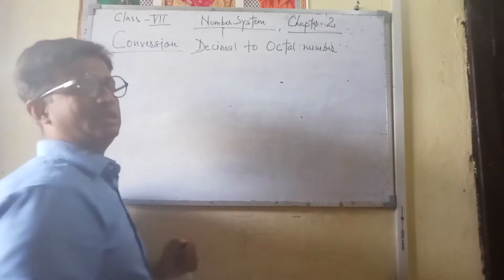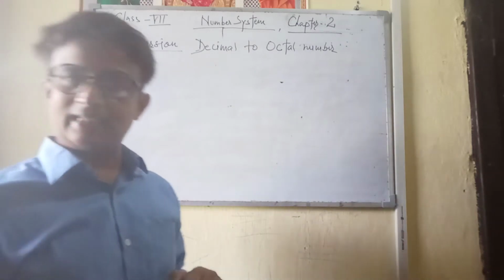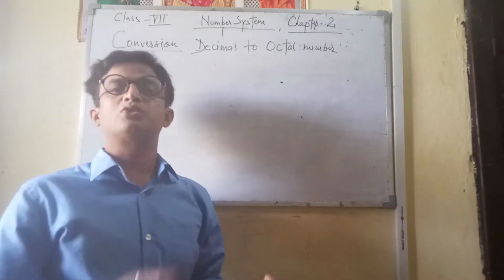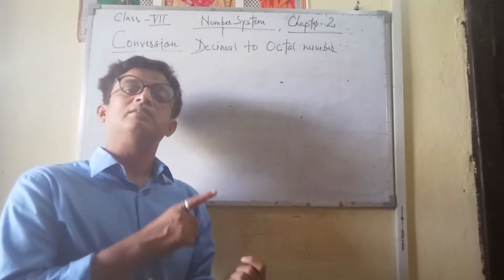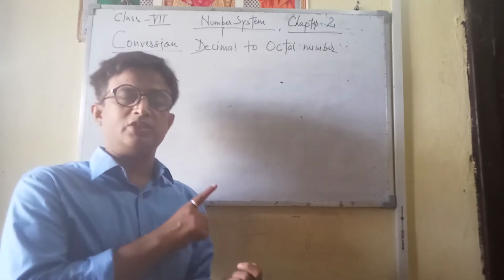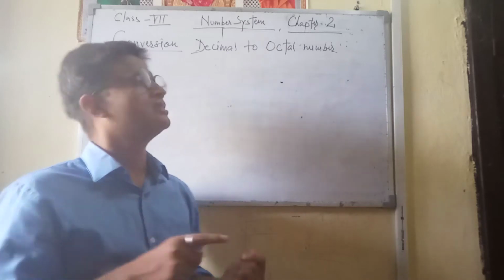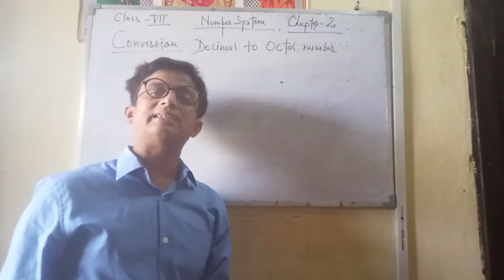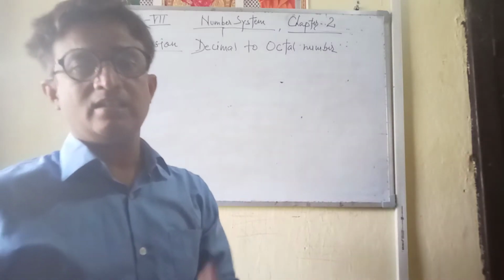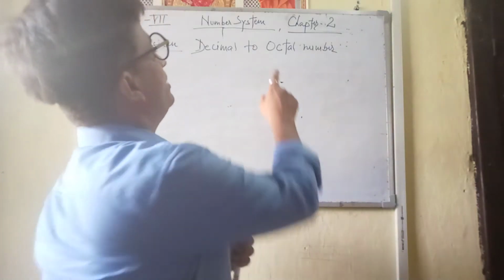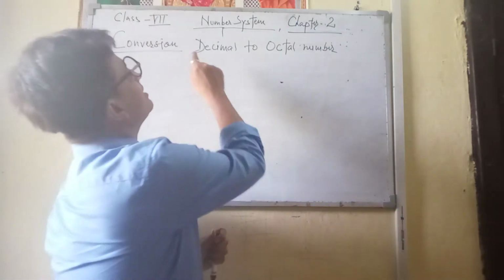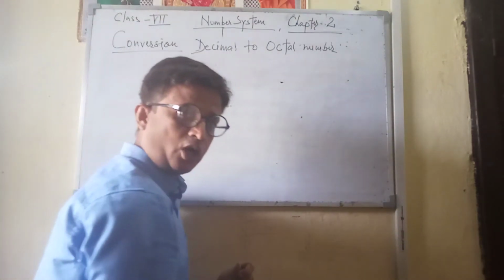In the previous one, decimal to binary, what I said, after 2 what was there? Binary. So you divided the decimal number by 2. Here, decimal to octal number, you have to divide it by 8, because the base of the octal number is 8, and we want the result as an octal number.